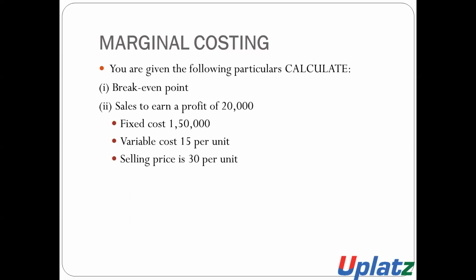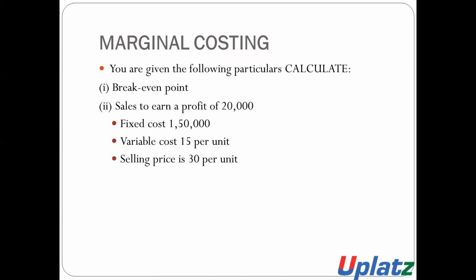Now calculate the following. Number 1 is break even point and number 2 is sales to earn a profit of 20,000. The amount of fixed cost is 1,50,000. Variable cost is 15 rupees per unit and the selling price is 30 rupees per unit. Then the amount of contribution is 15 rupees per unit.